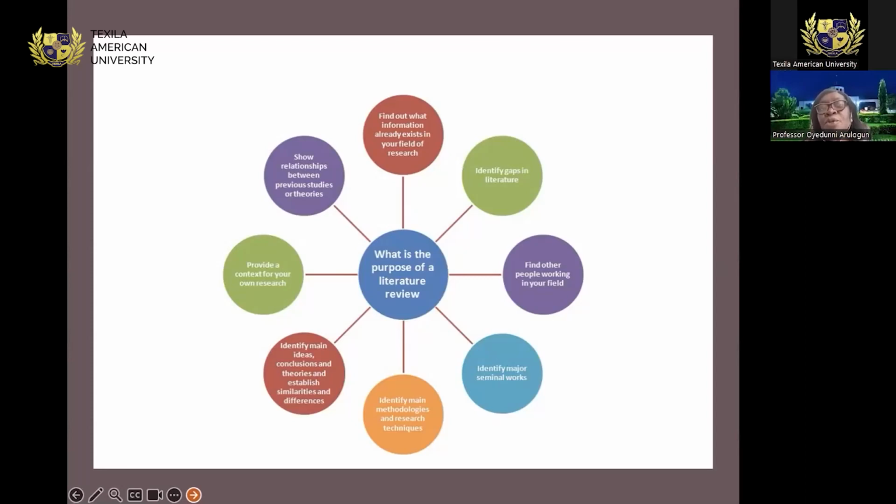Literature review will also help us identify main ideas, conclusions, and theories, and establish similarities and differences. It will also provide a context for our research, and it will show relationships between previous studies. So literature review will help us know which conceptual or theoretical framework can be deployed to explain our study.